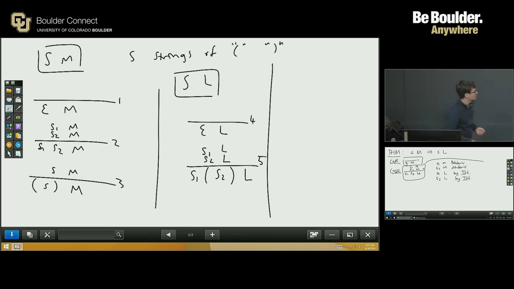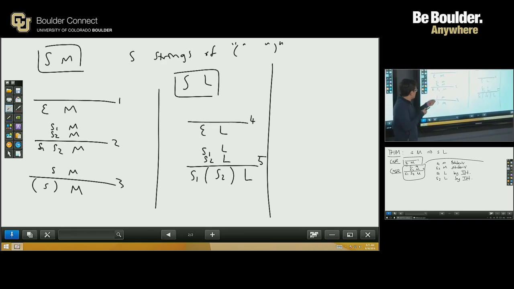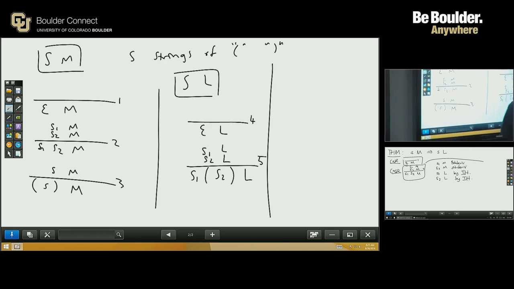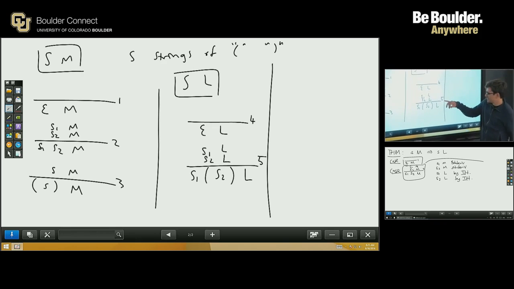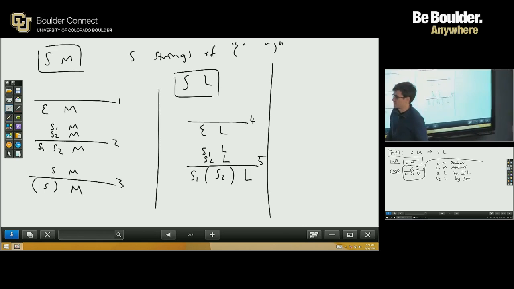And if only we had a rule that looked exactly like this for L, we'd be done, right? If we could just take those two things and plug them together like we did with M's. But there is no such rule like that. There's just these two rules, and this one doesn't quite work. So that's why we went off and proved this other lemma.